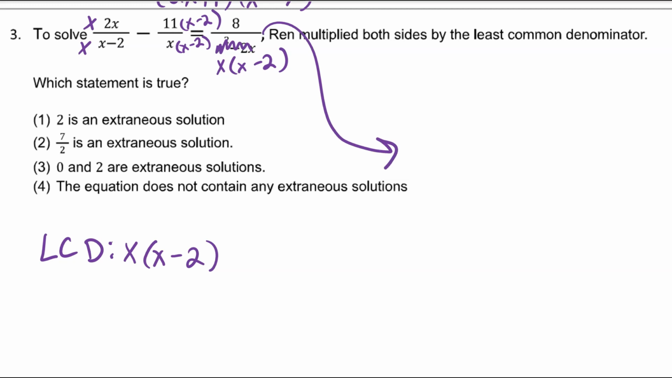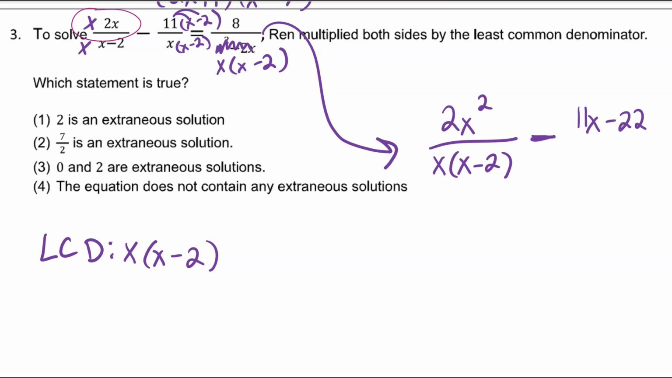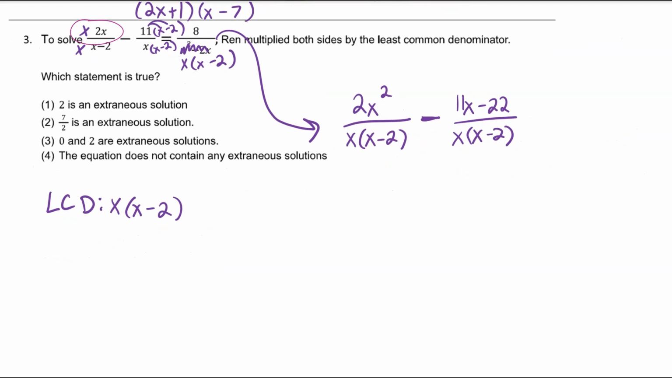There's nothing I need to do to the third fraction, but for 2x times x, I would just be left with 2x squared in the numerator there. And the denominator is just x times x minus 2. You could distribute it out, but I know I'm going to get rid of it in a minute anyway, so I could leave it in factored form. Minus, if I distribute that 11 to the x and to the minus 2, that would be 11x minus 22, all over x times x minus 2. And there's nothing I need to do to that third fraction there, because that already has the denominator that I'm looking for. So in this instance, all of my denominators are the same.